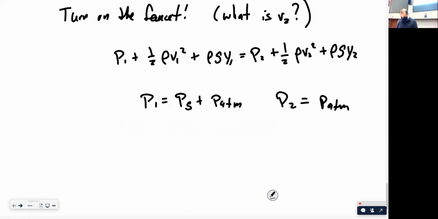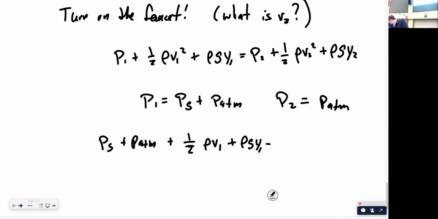Okay, so let's bring the things that we know. Let's actually plug these in. So P1, we have P_G plus P atmosphere plus 1/2 rho V1 squared plus rho g y1 equals P atmosphere plus 1/2 rho V2 squared plus rho g y2. Okay, P atmosphere, let's subtract it from both sides of our equation. It's on there both times. Now again, it doesn't matter if we're conducting this experiment in a vacuum chamber or not. It goes away.